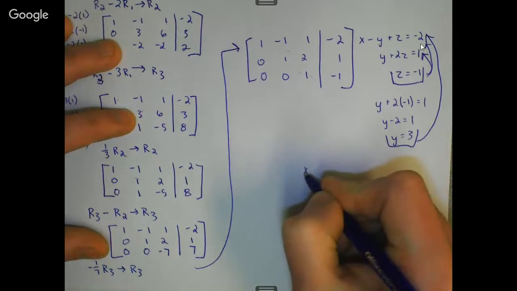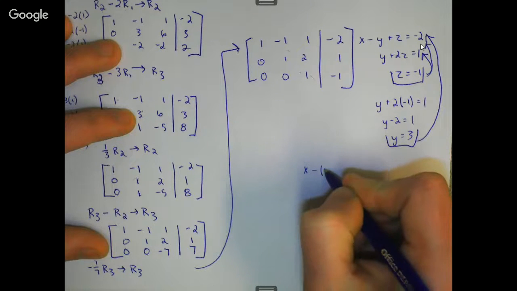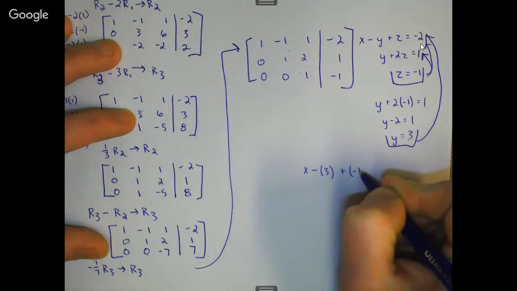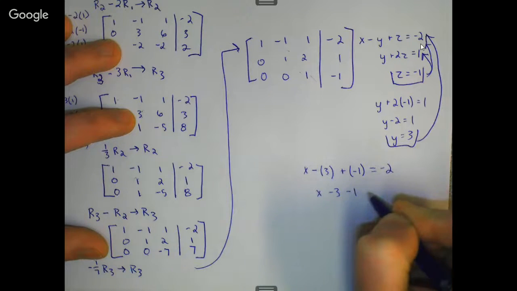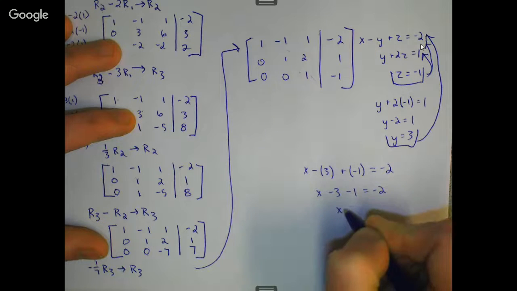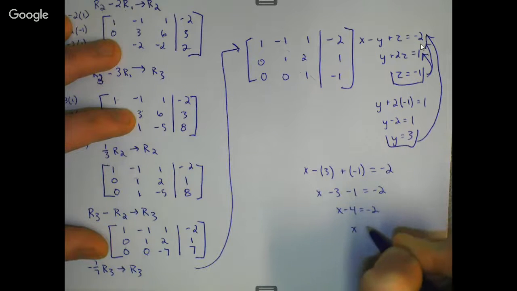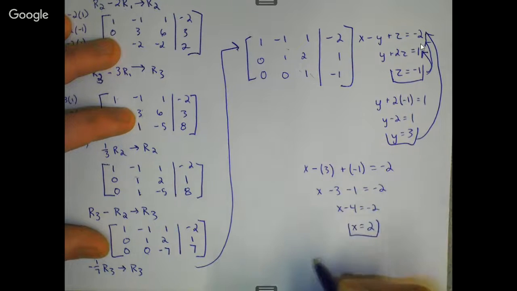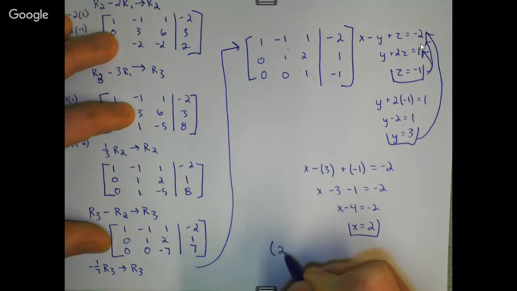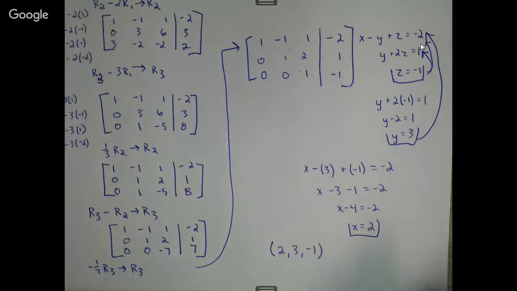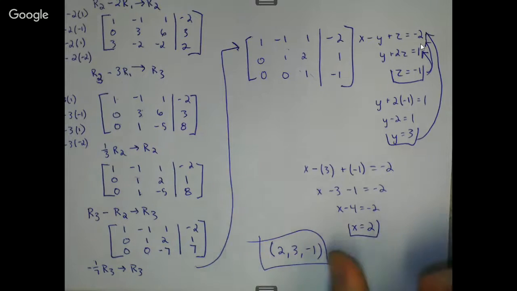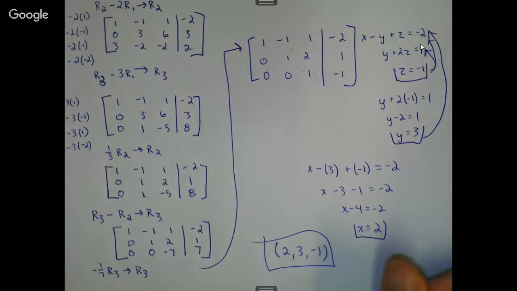So we have x minus 3 plus negative 1 equals negative 2. So it's x minus 3 minus 1 equals negative 2. x minus 4 equals negative 2. And x is 2. So we have our ordered triple: 2, 3, -1. Again, a lot of work, but it can be really fast. I like it much better than trying to deal with the letters at the same time.